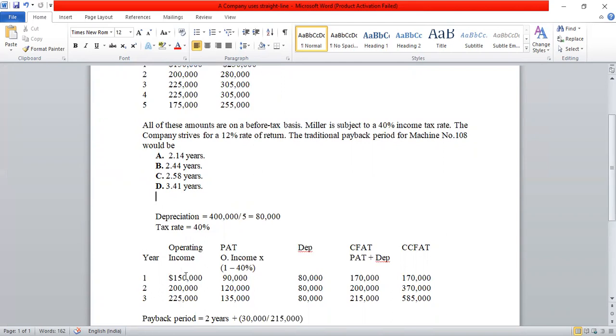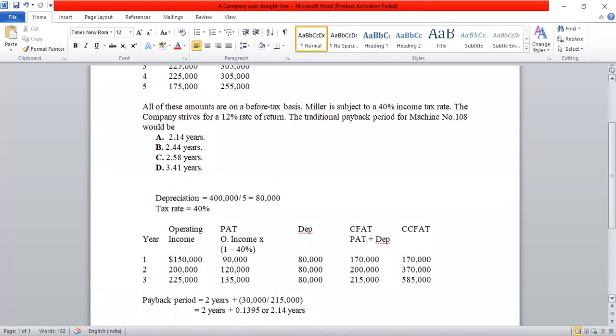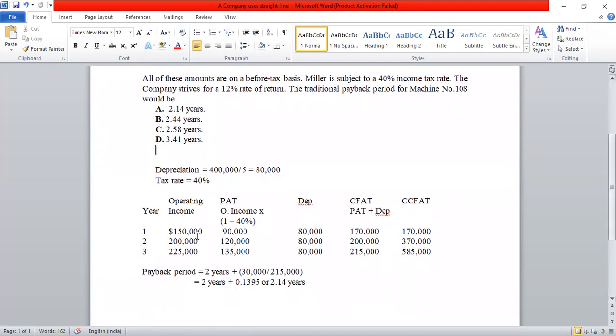Write the operating income for 3 years, and to find out what is profit after tax: profit before tax into 1 minus tax rate. We know the equation. So just calculate 150,000 into 0.6, 200,000 into 0.6, 225,000 into 0.6. We already know what is the amount of depreciation, 80,000. So write the depreciation amount, add back depreciation to profit after tax to find out what is cash flow after tax. Done. Now the base is cash flow after tax.